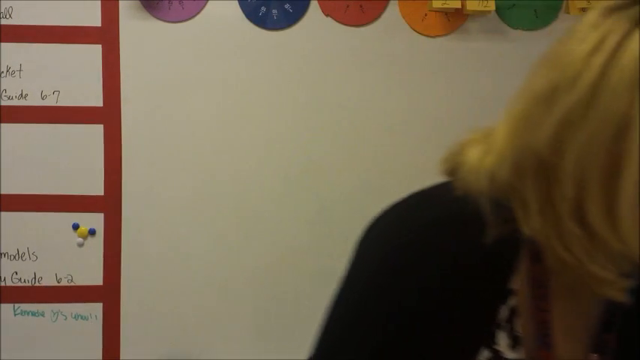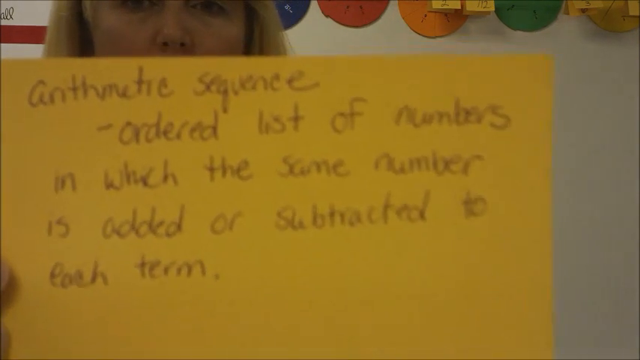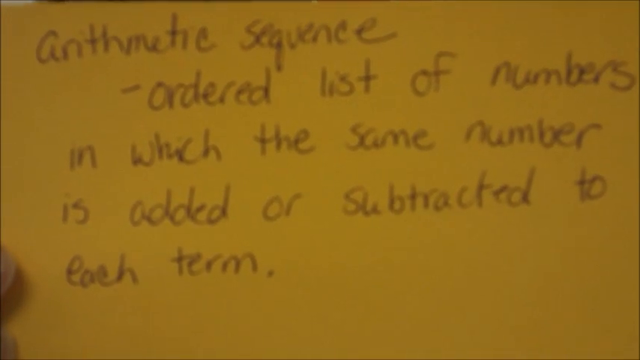Okay, this lesson is over sequences. You received Study Guide 10-4 that you're gluing down onto page 16 into your notebooks. A couple of vocabulary words. The first is arithmetic sequence. Here's your definition.